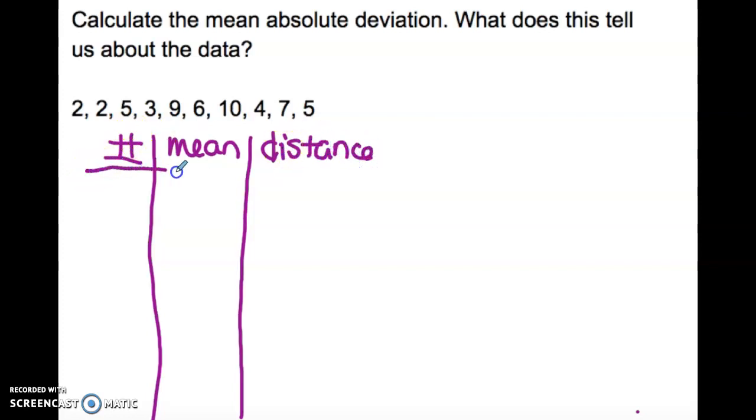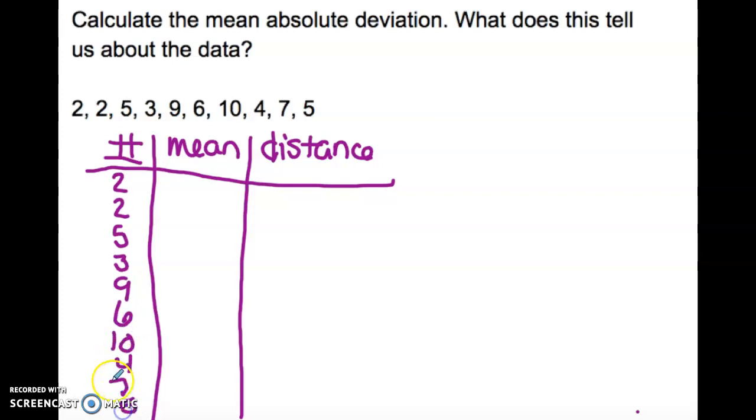Okay, so first thing we want to do is list our data in the table. It doesn't have to be in any order, so it's easiest just to go along in the order it's given so that you don't forget any numbers.